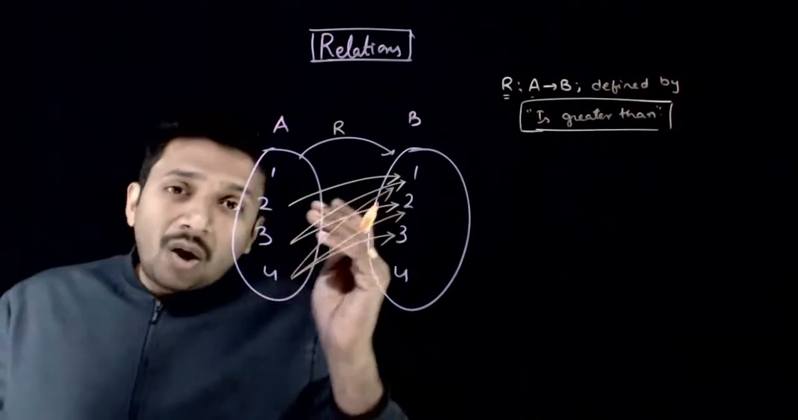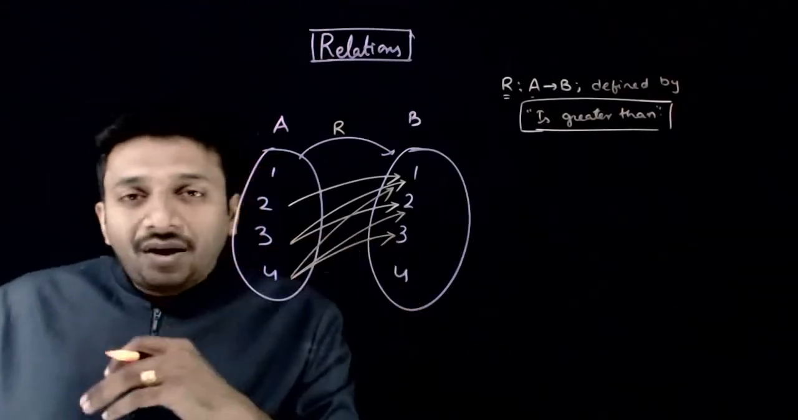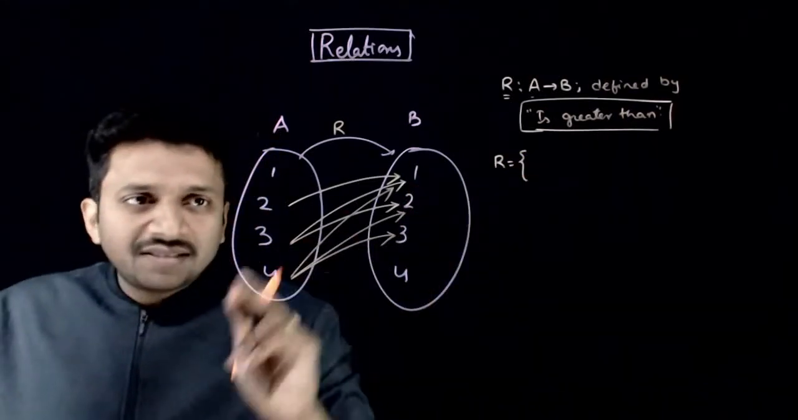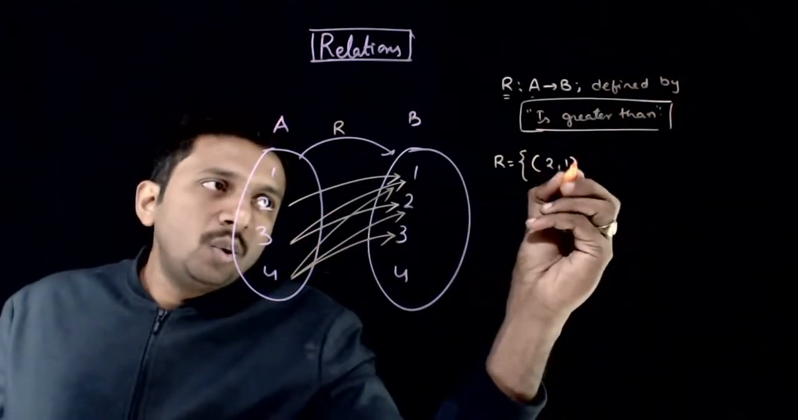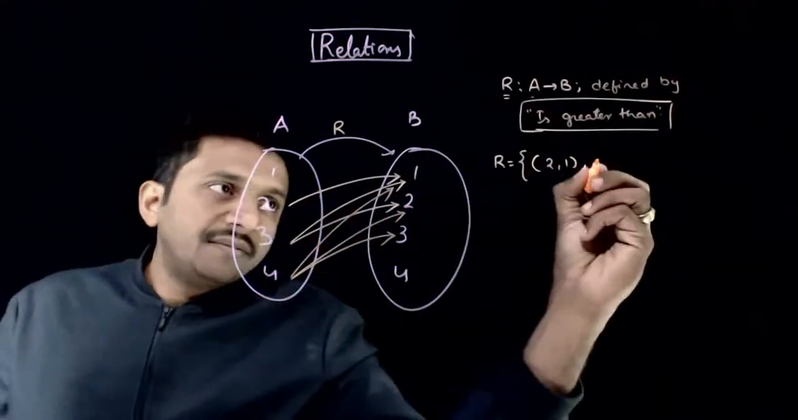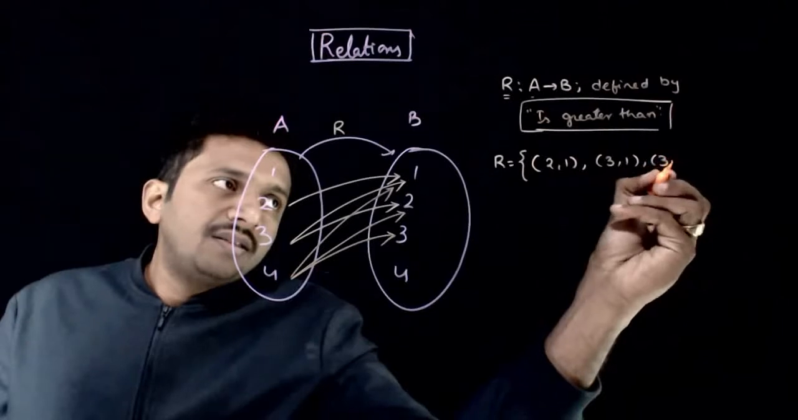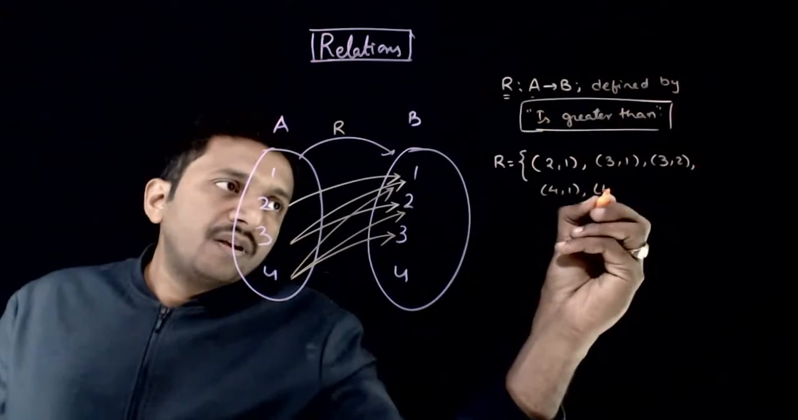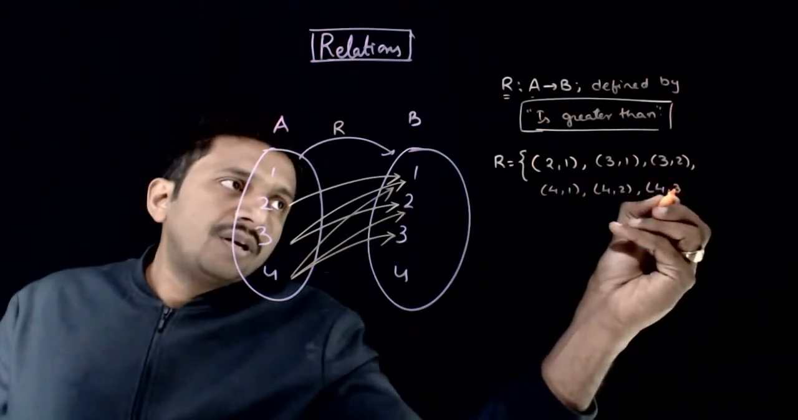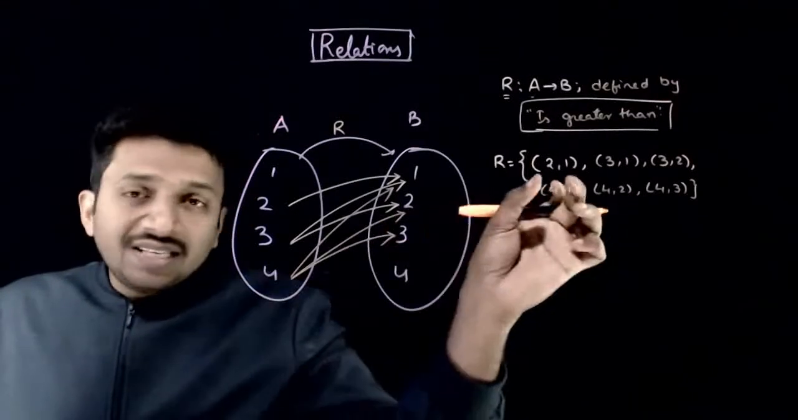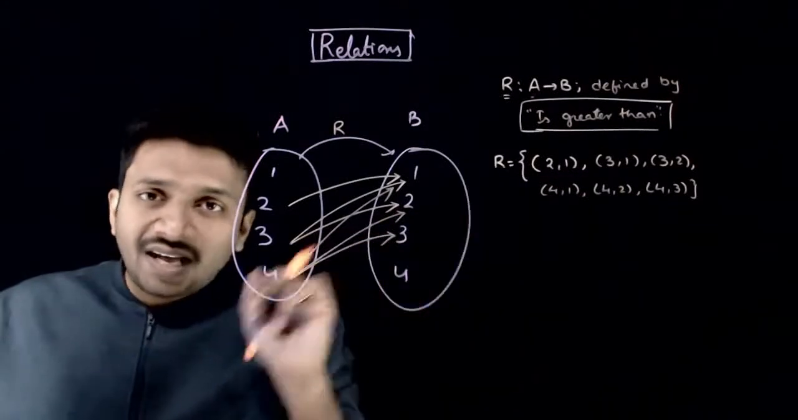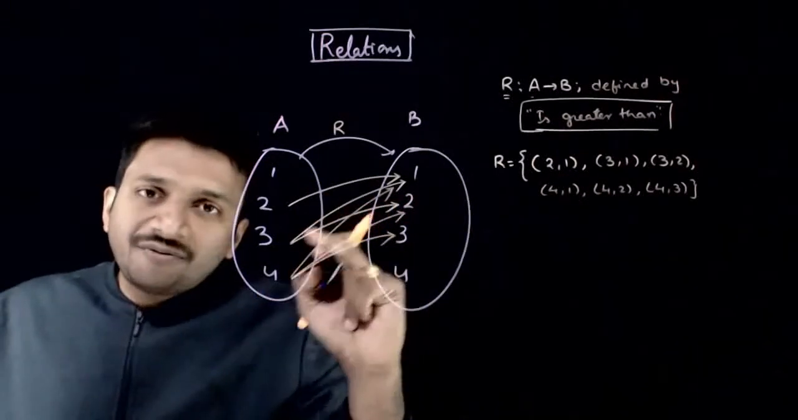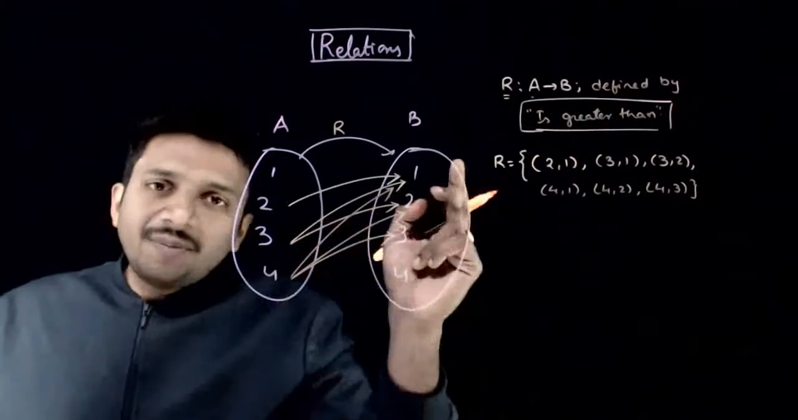Now, how can I write R? This is the diagrammatic form of this relation. R can be represented in roster form as the set containing the ordered pairs (2, 1), (3, 1), (3, 2), (4, 1), (4, 2), (4, 3). So these are the 6 elements that are present in the set R. R can be written in roster form like this, and R can be written in diagrammatic form like this.